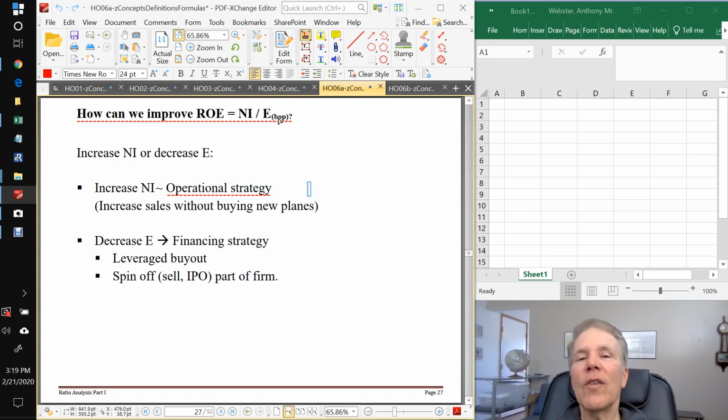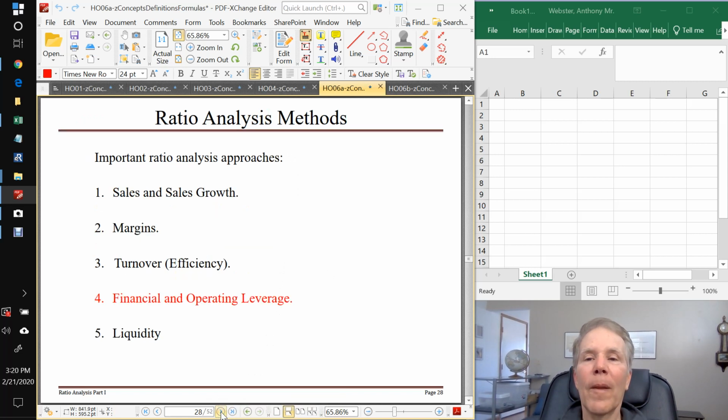If we decrease our denominator, what are we doing here? We're decreasing our equity. We're doing a debt for equity swap, right? And that could be like a leveraged buyout or something like that. And that would be a financing or a financial engineering type of strategy. And again, remember in finance, if you can make it so algebraically, it's either been done, it's being done, or there's a financial engineer working at this moment who's going to try and make it so in the future.